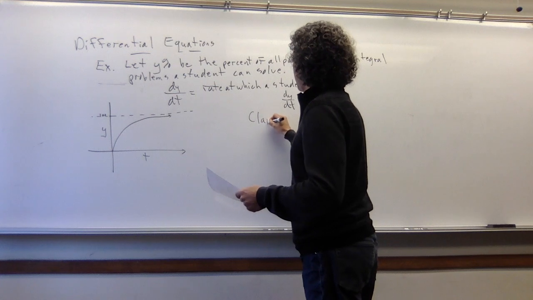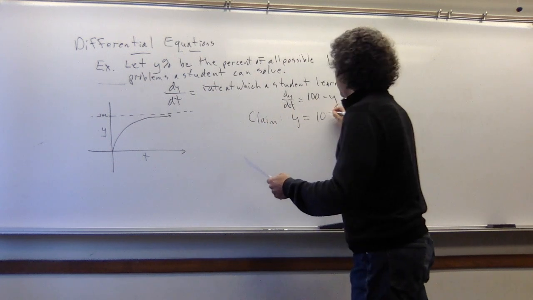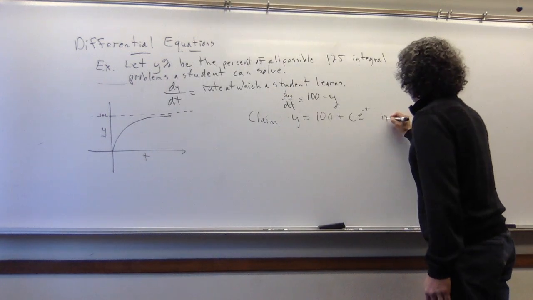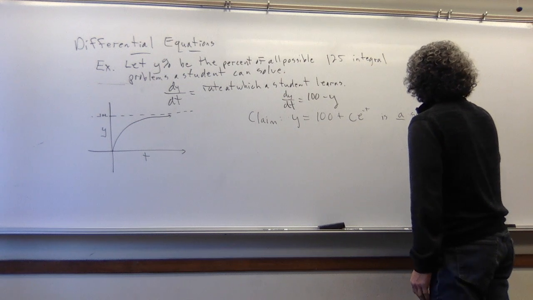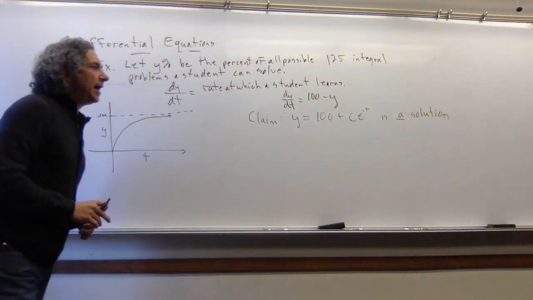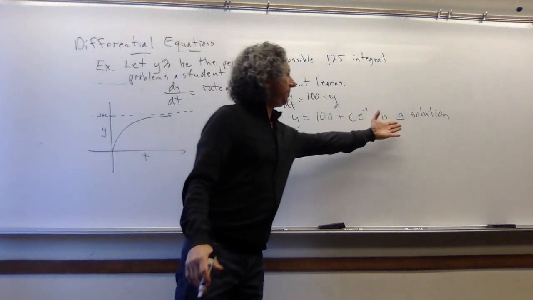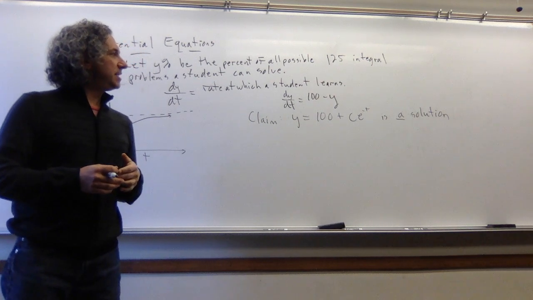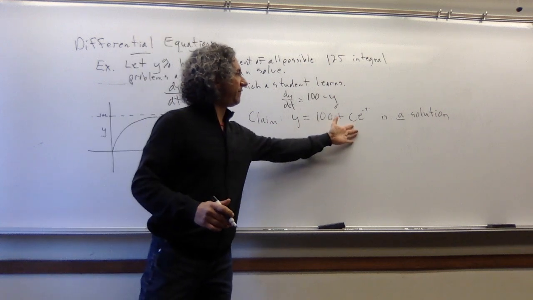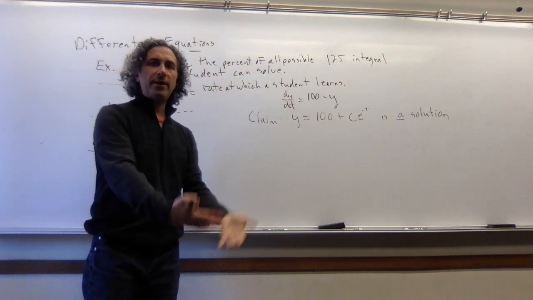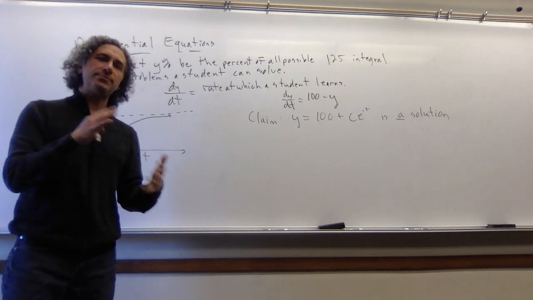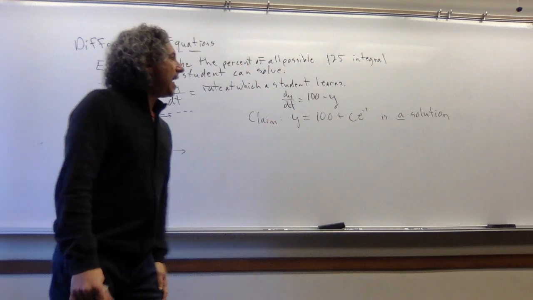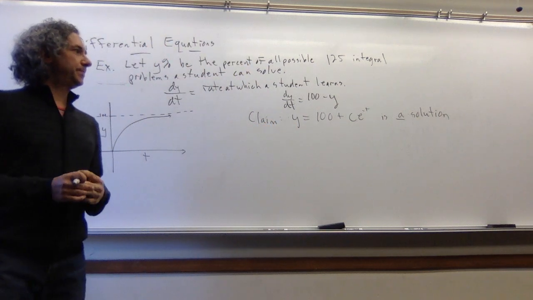I have another claim. My new claim is that y equals 100 plus c e to the minus t is a solution. So this is going to pop up more, especially in your homework problems. Maybe there's more than one solution to differential equations. That shouldn't surprise you, because the solution to a differential equation is going to be the function related to the derivative. But again, we're going backwards. We're taking antiderivatives, so maybe there's more than one possible solution. So my claim is that this is a solution.